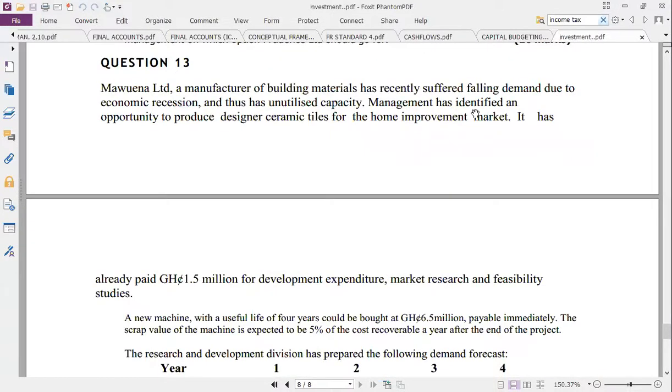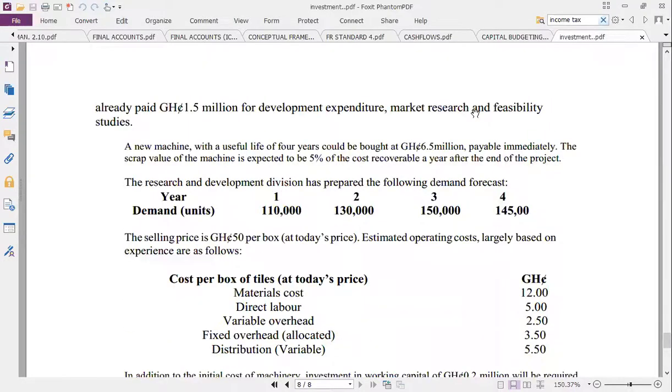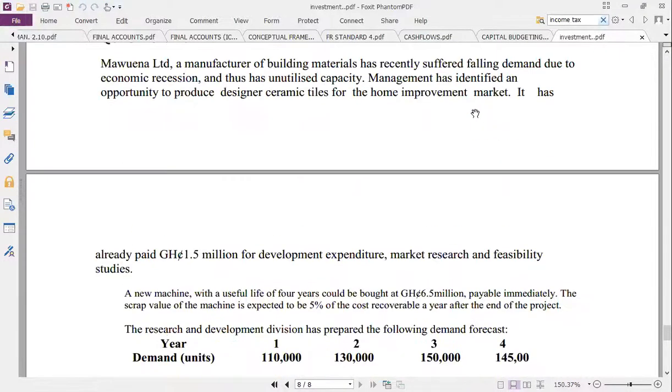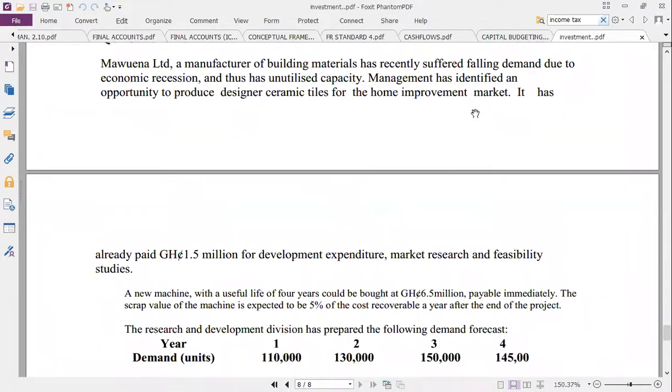Is it Mauna? Yes, Mauna. That is Mauna. Yes, Mauna question 13, Mauna Limited. Now we will solve this question after some time.